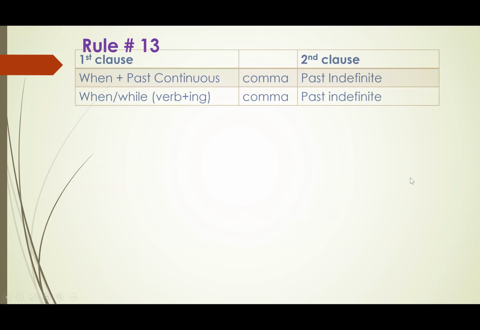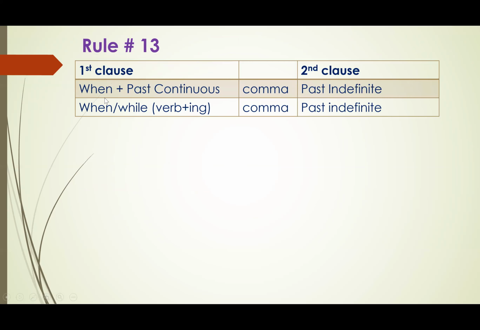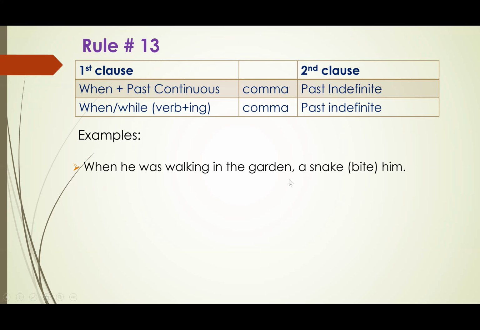Rule number 13 is: when plus past continuous tense, and there will be a comma, and the second clause will be past indefinite. So the sentence will be like this: when he was walking in the garden. So "when" is here, past continuous. He was walking in the garden. So this is past continuous tense. Comma is here. A snake bite him. So past indefinite. To make it past indefinite, you have to make the verb in past form. So we will say: when he was walking in the garden, a snake bit him.